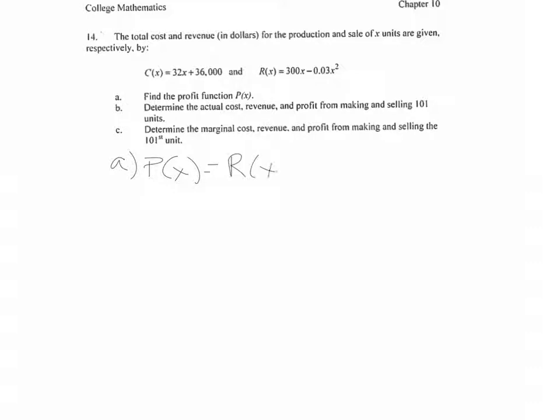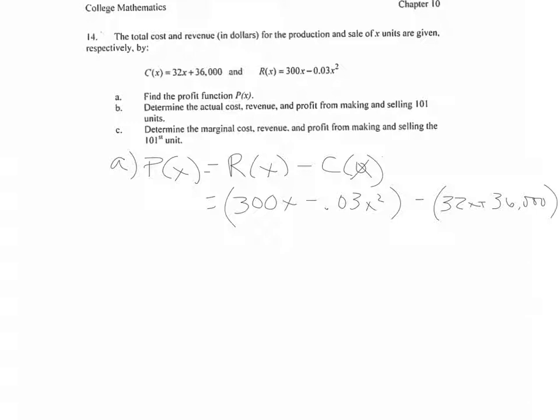How do you find profit if you know cost and you know revenue? Subtract revenue minus cost. As long as I'm bringing in more money than I'm spending, I should have a profit. So my revenue function was 300x minus 0.03x squared. And we're going to subtract from that this cost function, 32x plus 36,000. Okay? Clean that up. Do you want to put it in descending order? Does that make everybody more comfortable, or do you care? Let's try putting it in descending order.